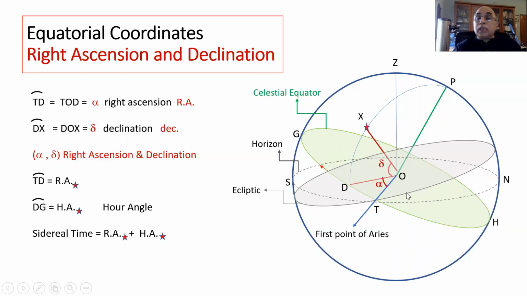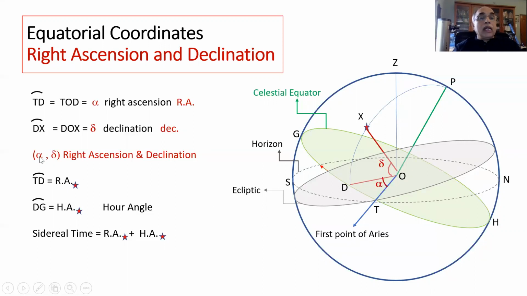So in this gray I have denoted the ecliptic, the apparent path of the sun around the Earth, and in green I have the celestial equator. The point where the equator plane and the ecliptic plane intersect is called the first point of Aries. Right? So this becomes our reference point, and we measure the angle from this point, which is called the right ascension.